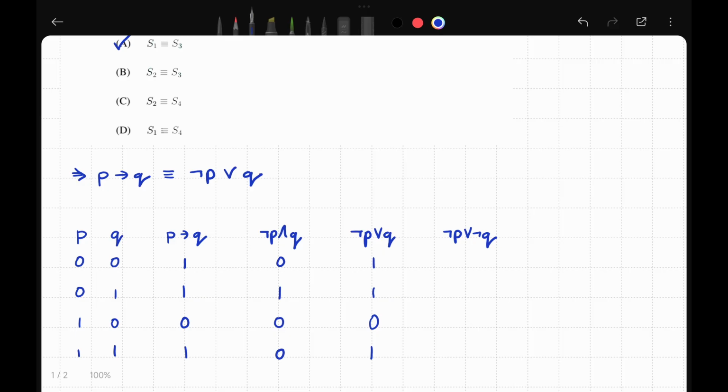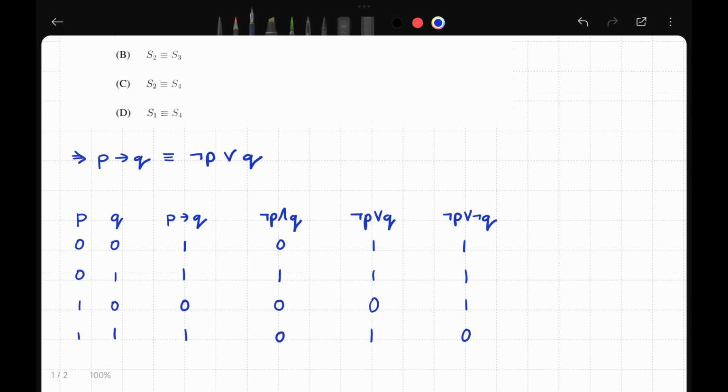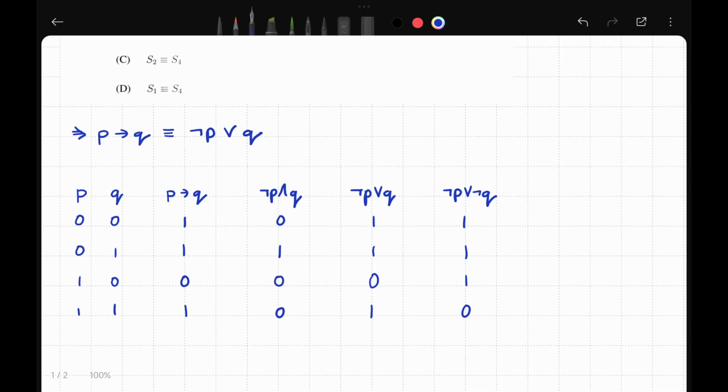And for the last one, not P or not Q, right? So this is 1, 1, not P is 0 and not Q is 1, so again 1, and lastly 0 and 0, right? So this is 0.